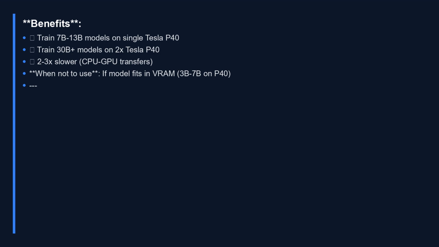With both P40s and DeepSpeed ZeRO Stage 3, you can push into the 30B plus range. The 2 to 3x training slowdown is the honest cost. If your model fits in VRAM without offloading, which covers most 3B to 7B models on a P40 with 4-bit quantization, don't use it. The transfer overhead isn't worth paying when you don't have to.